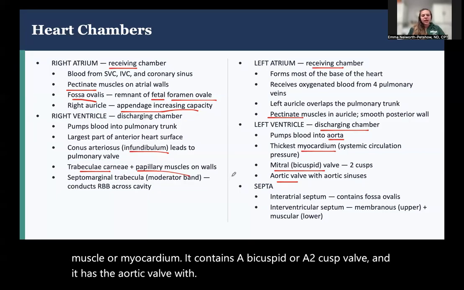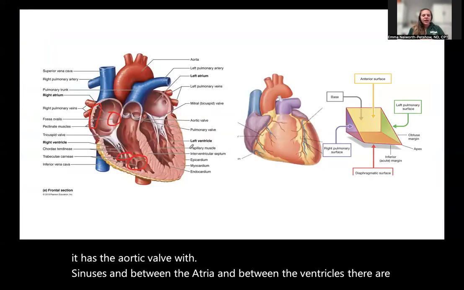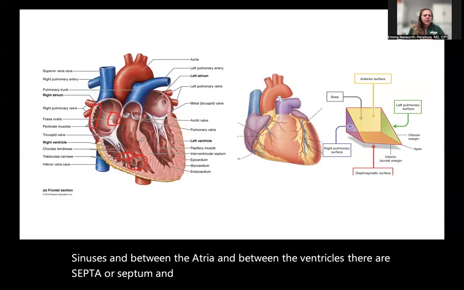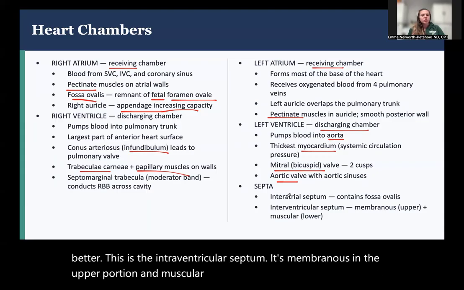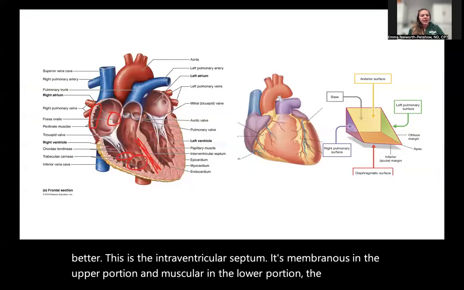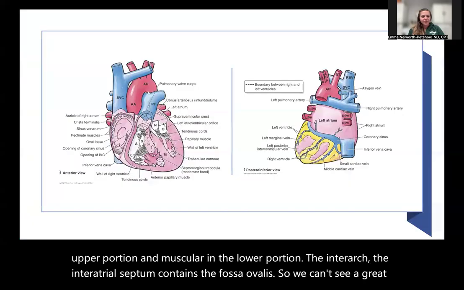Between the atria and between the ventricles, there are septa, or septum. We can see this better here between the ventricles. This is the interventricular septum. It's membranous in the upper portion and muscular in the lower portion. The interatrial septum contains the fossa ovalis. We can't see a great picture of that here.